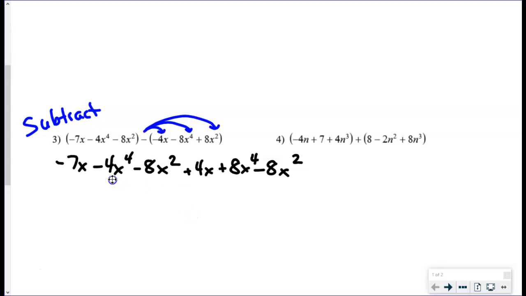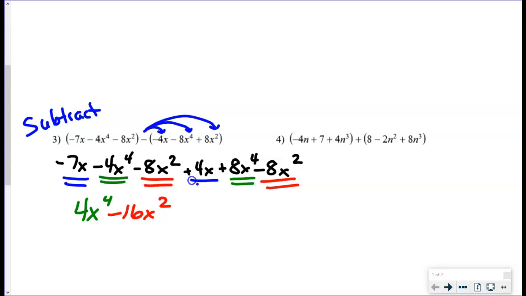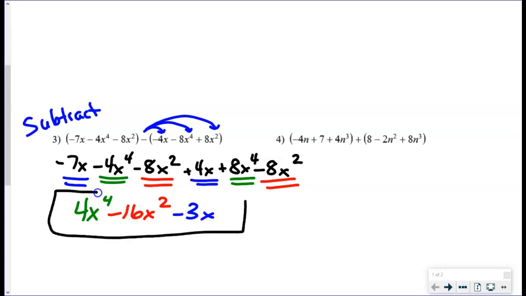You're going to collect all your like terms. I'm going to start with the x to the fourth power terms. If you add those together, you get a 4x to the fourth. Next in line, and it doesn't have to be in this order, but I like when you go in standard form order, you would be adding up negative 8 plus negative 8, and you get negative 16x squared. And then we have some x to the first terms right here. So negative 7 plus 4 would be a negative 3x. And in any order, technically, this is the simplification of that subtraction problem.